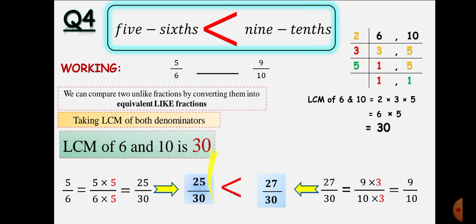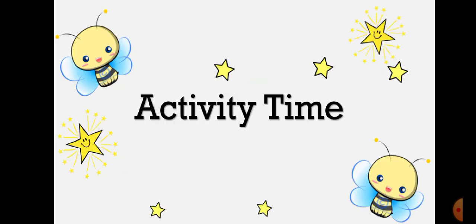So 5 over 6 becomes 25 over 30, and 9 over 10 becomes 27 over 30. The denominators are the same, so you have to look at the numerators. The greater the numerator, the greater the value. 27 is greater than 25. That means 27 over 30 is greater than 25 over 30. That basically means 9 tenths is greater than 5 sixths.